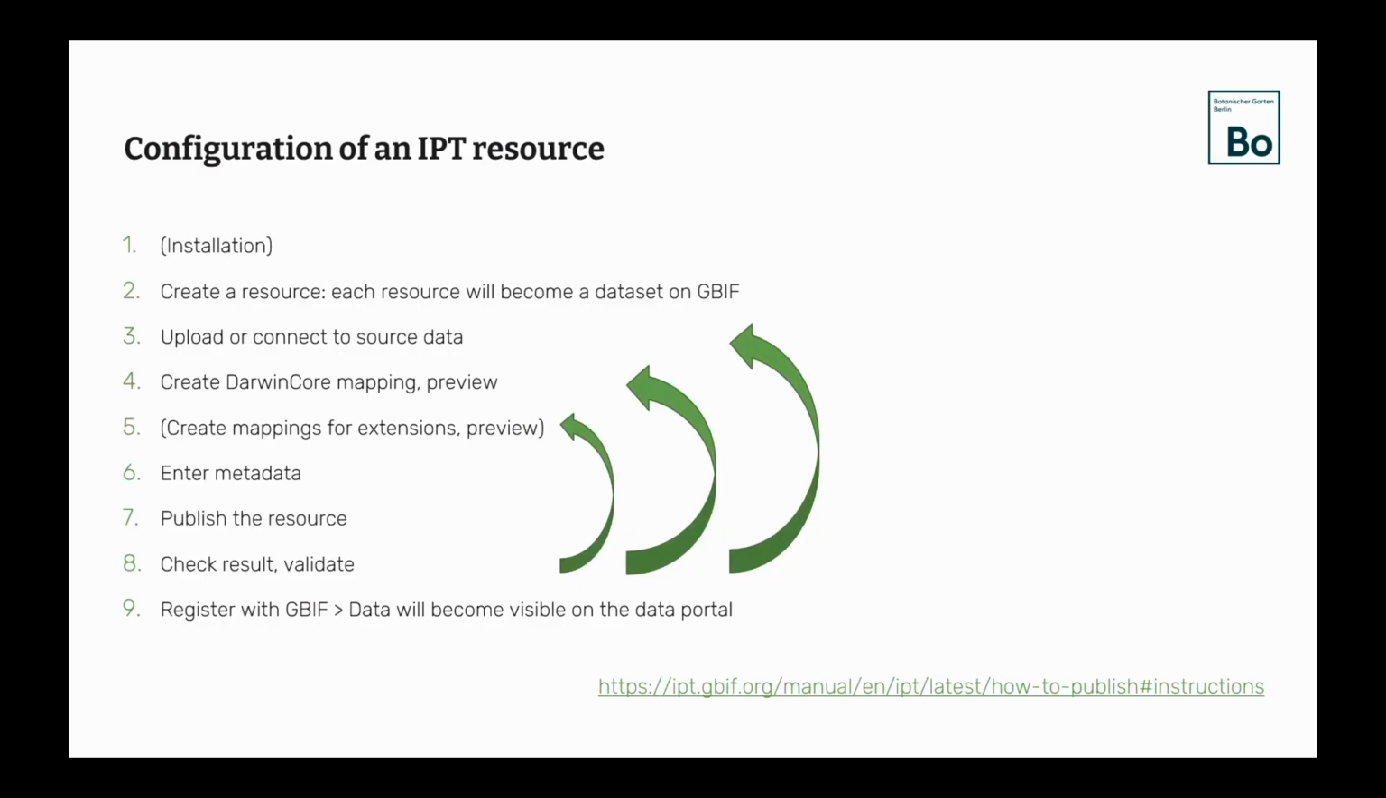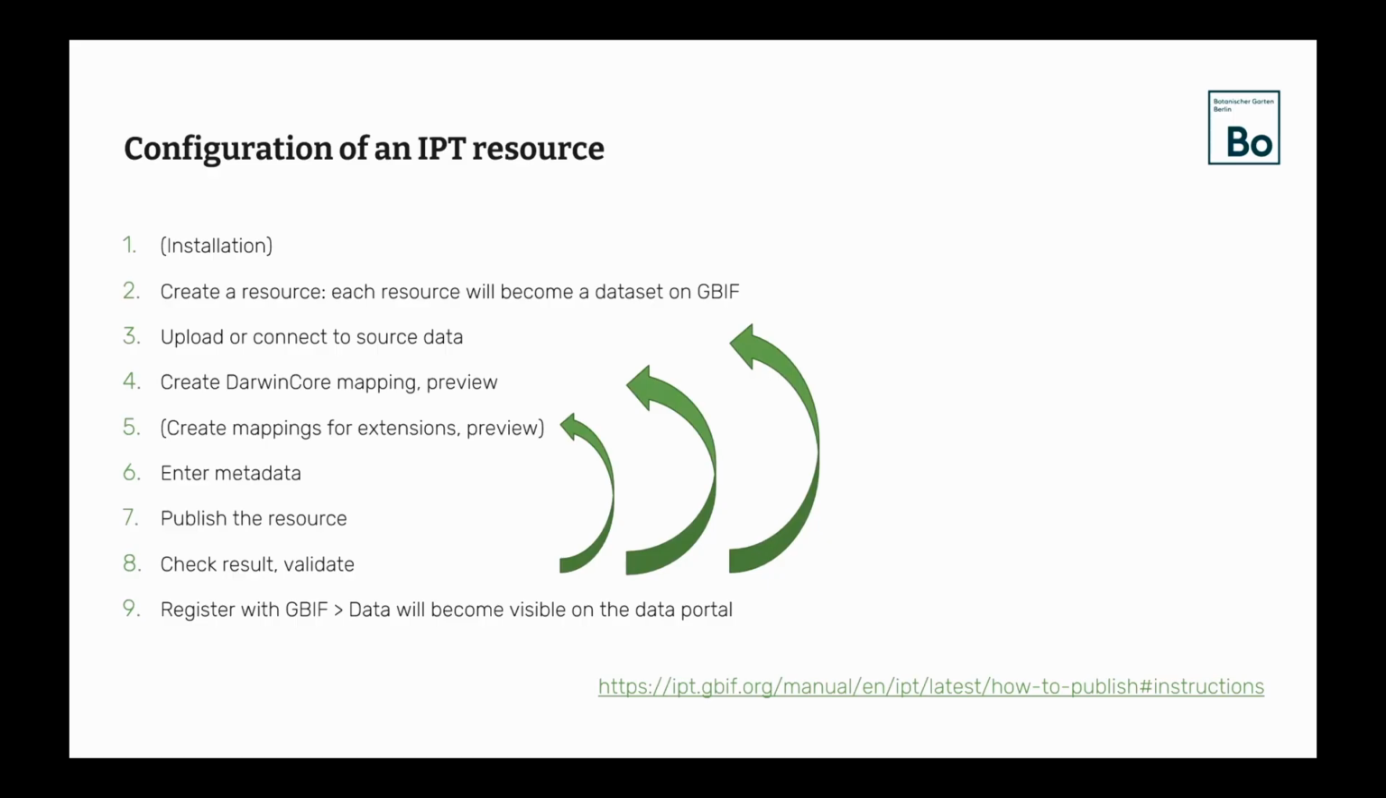Then what we will do is first create a resource. A resource is the term in the IPT for a data set. So all the records, all the observations in one resource will be observations in one data set on GBIF later. Then another step is to upload your data. So if you have your own installation in your institution, you can connect it to your collection or observation database. In our case, if it's a cloud IPT, we will upload the source data. That is these 3 text files we do have.